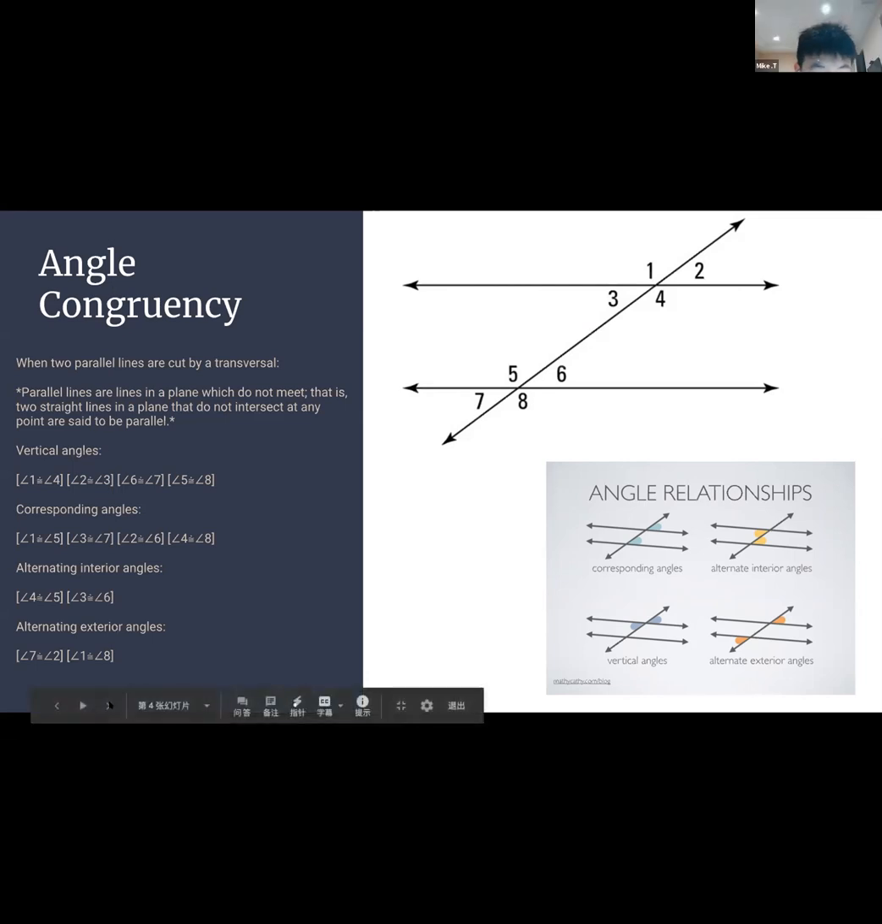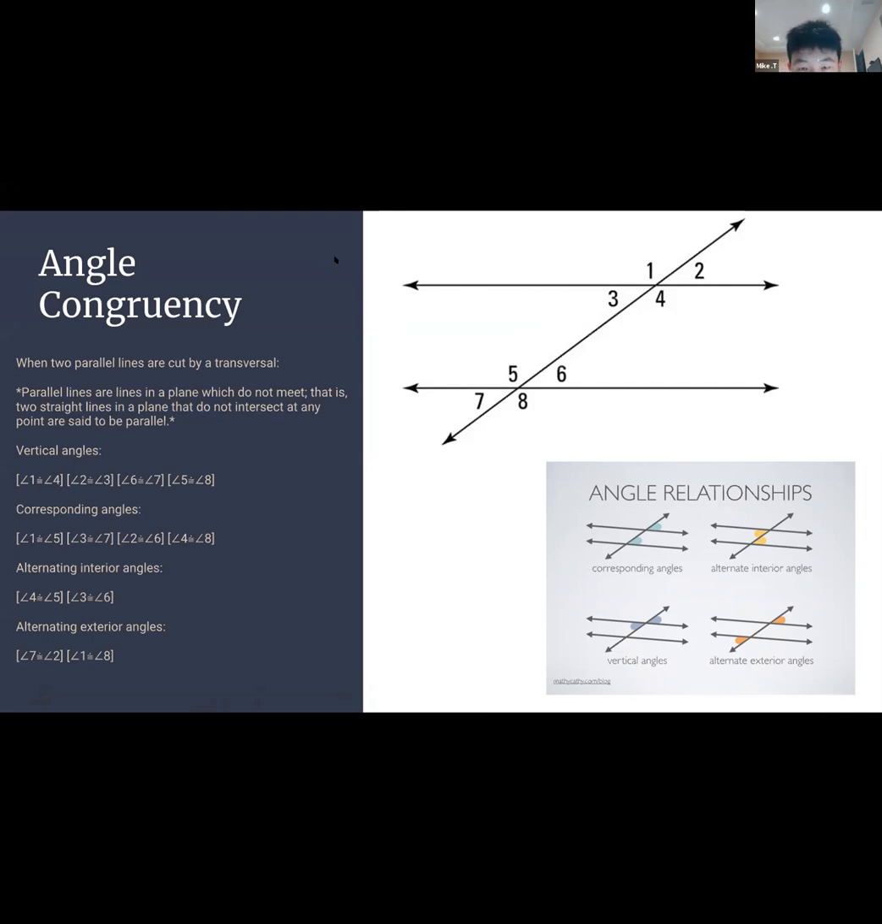Okay, so angle congruency occurs when two parallel lines are cut by a transversal. And there are 4 types of angle congruency: vertical angles, corresponding angles, alternating interior angles, and alternating exterior angles. So for vertical angles, there are a few examples. First, angle number 1 and angle number 4 are vertical angles. Also, angle number 2 and number 3.